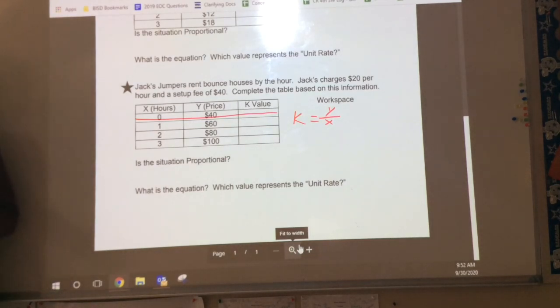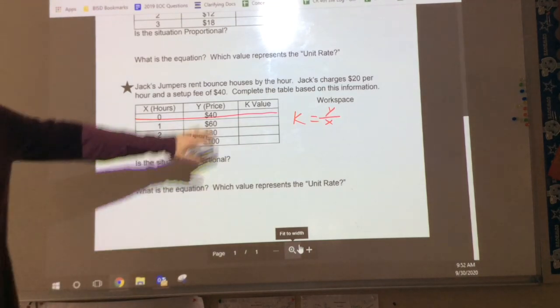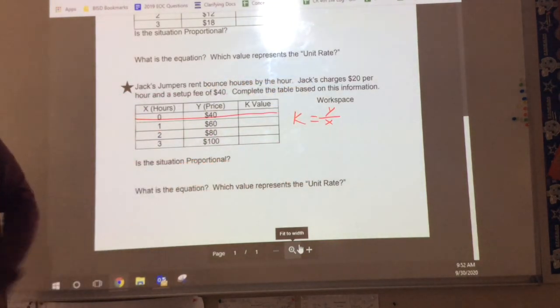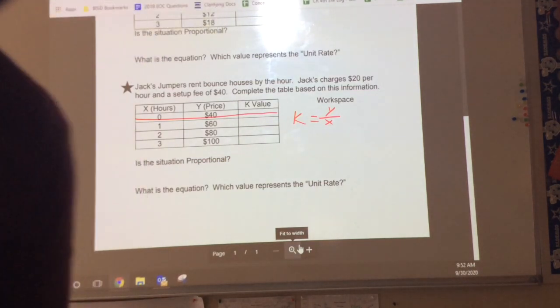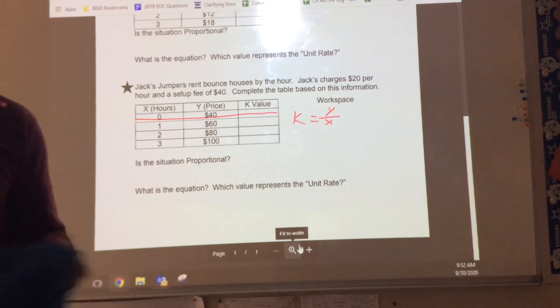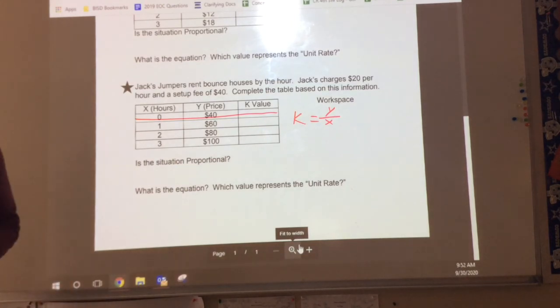Does that make sense? Does that mean there's two constants? It does not mean there's two constants. This is a little bit more algebra based. This means that you have a y-intercept. You have a starting point, which means it's non-proportional. And by having that non-zero starting point, it just means that it's not going to work in that response.